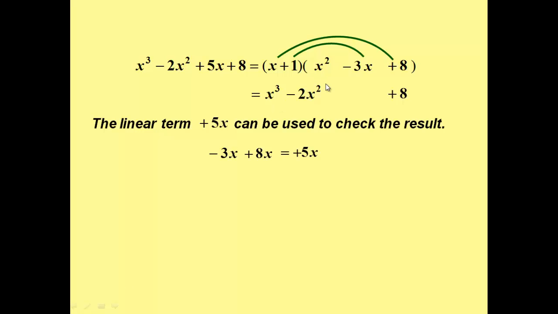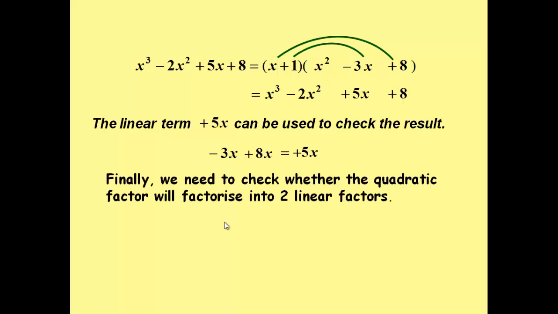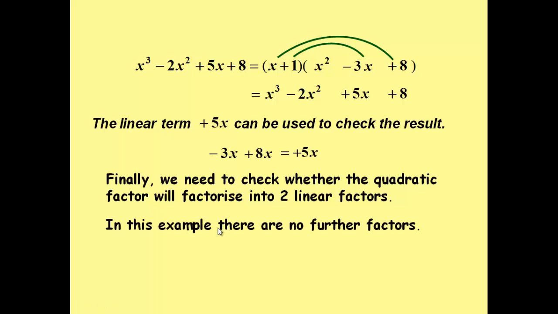Okay, now let's see if we can factorise this quadratic. And we can see that actually in this example it doesn't. But if we could, then we could make it into 3 linear factors. So we end up with this factorised form of the cubic.